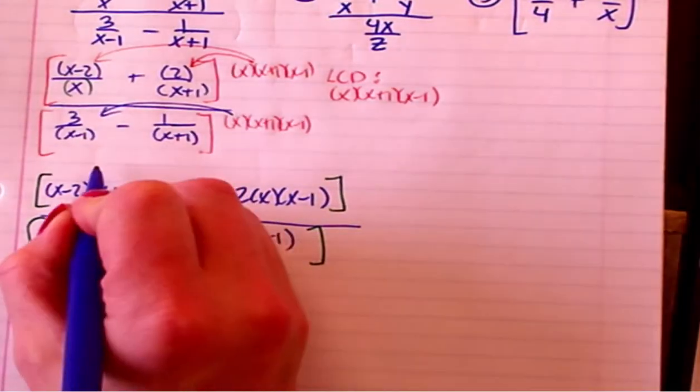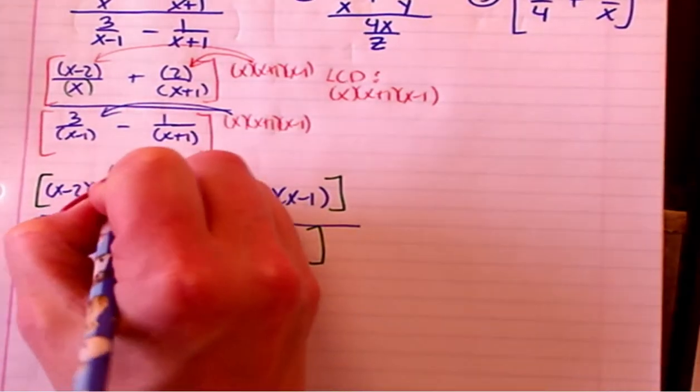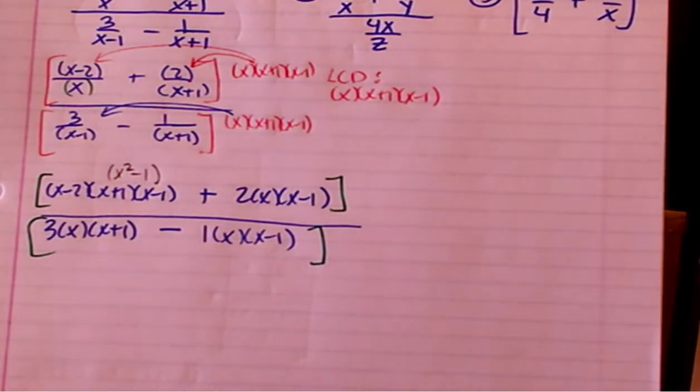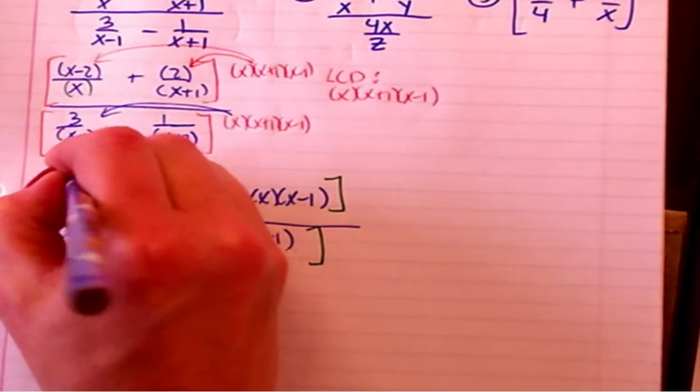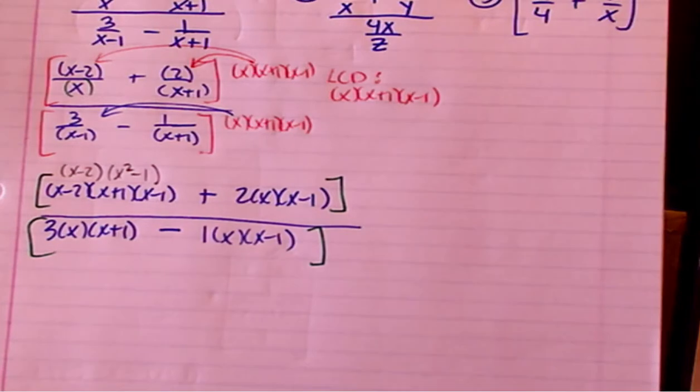Now, I notice that this is why I left extra space here, because I don't want to rewrite the problem a bunch. I notice that's just the difference of squares. So I'm going to do a little bit of multiplying before I rewrite again. And this is x minus 2. Okay, now I'm going to FOIL.